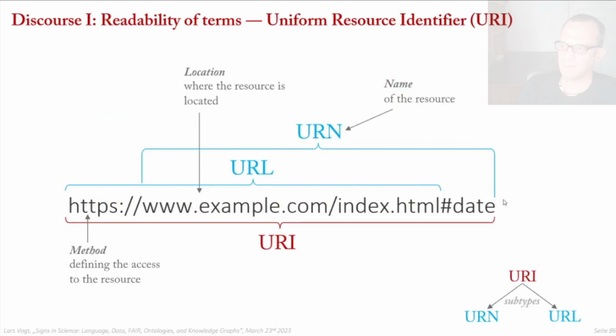We see here we can identify substructures within a URI, which is a bit confusing because these are also understood to be subtypes of a URI. But we see here at the beginning, we have the method that defines basically how you can access that resource. Then we have the location part. Where is it located? This is then the URL, and we know that from the World Wide Web. And then we have the name part. That's the URN.